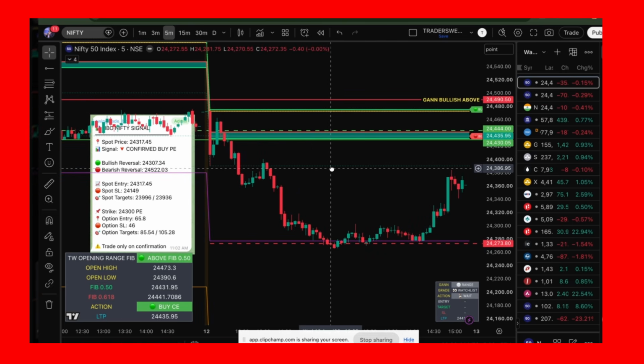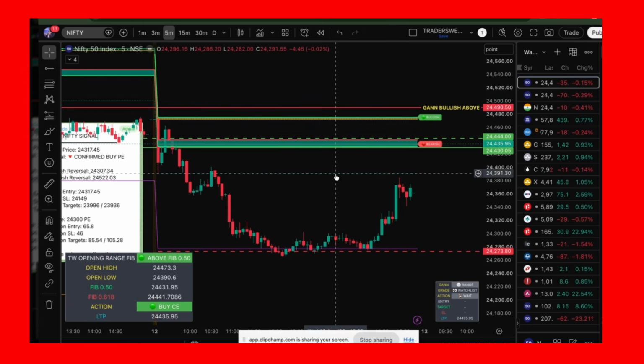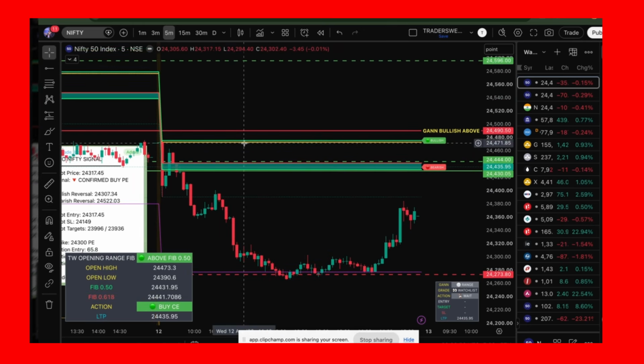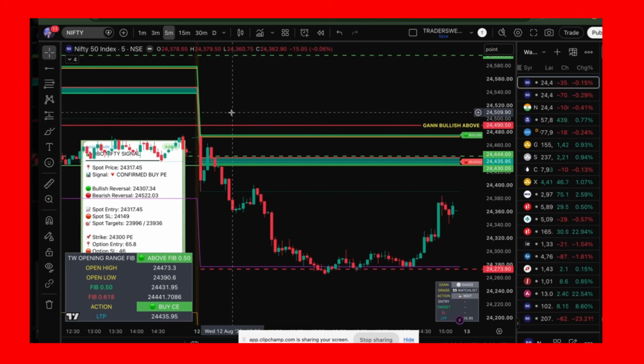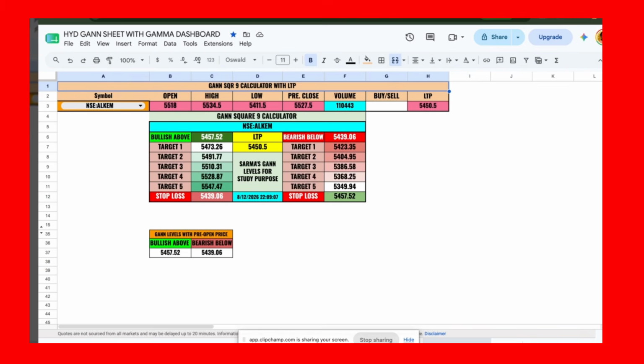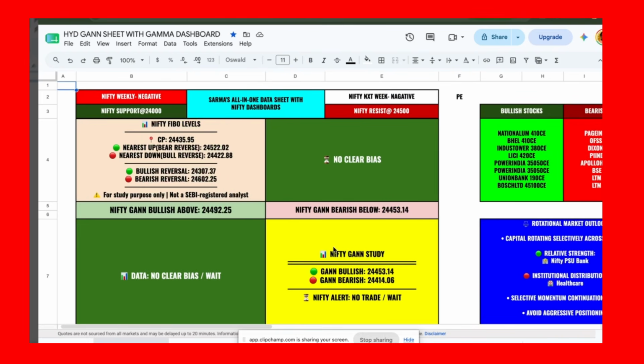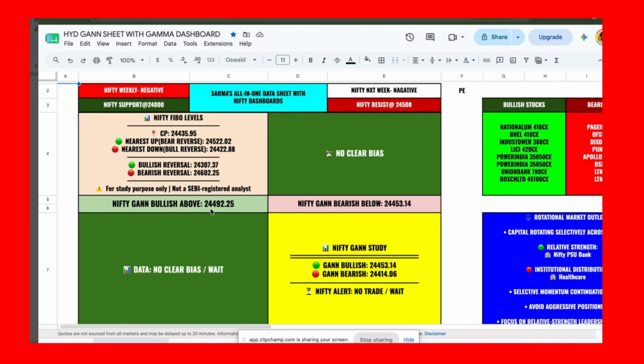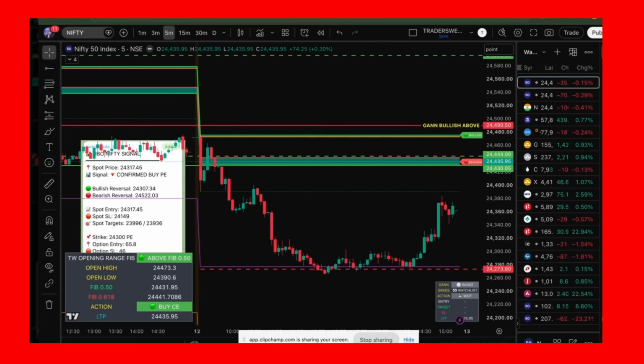For example, today you can see there is an indicator called GAN and Fibonacci, and this is our GAN bullish line where you can see a green candle, and we have this as our GAN bullish above. If there is a green candle closing above that, we can consider that as bullish. Now you can see here, this sheet has 24,492 as the GAN bullish above.